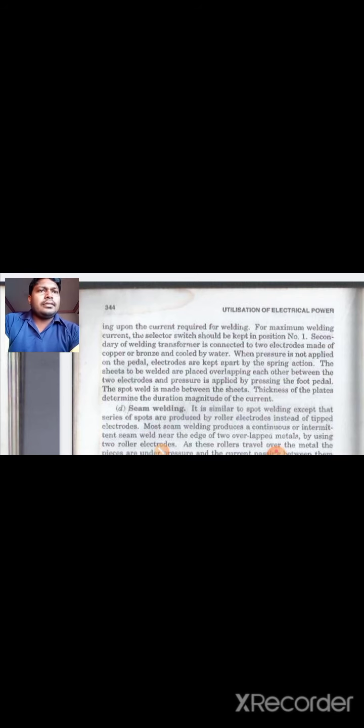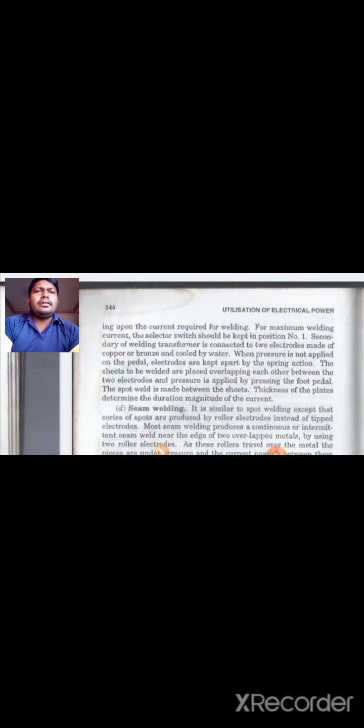Now when pressure is not applied on the pedal, the electrodes are kept apart by the spring action. The sheets to be welded are placed overlapping each other between the two electrodes, and pressure is applied by pressing the foot pedal. The spot weld is made between the sheets. The thickness of the metal determines the duration and magnitude of the current. So the thickness of the sheet which will be welded decides the time duration for which this current will flow.